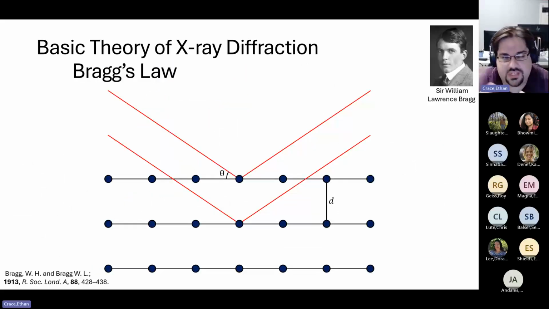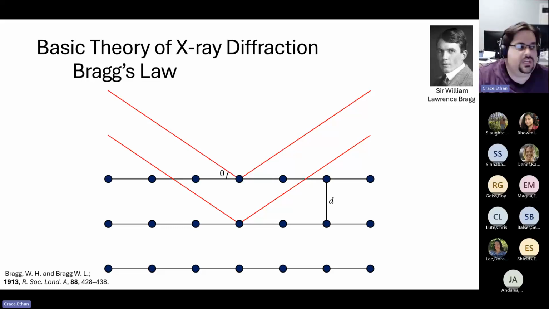And so to explain how we're able to take our X-ray diffraction patterns and convert them back into useful structural information, I'm just going to briefly walk you through Bragg's law, which is a simple way of thinking about how X-rays interact with your material. So here I just have our two-dimensional crystals.